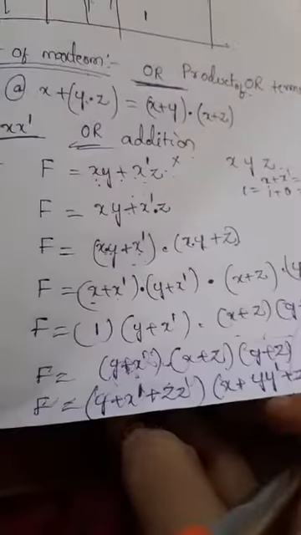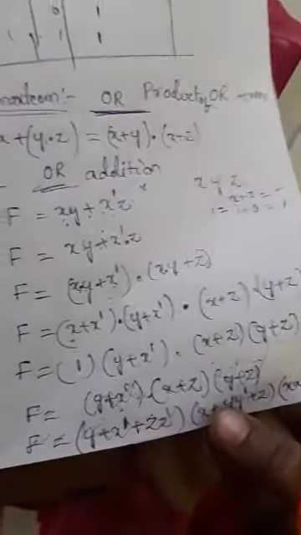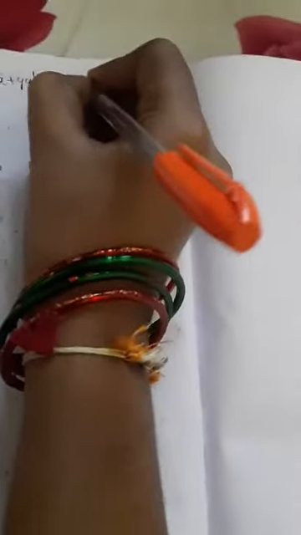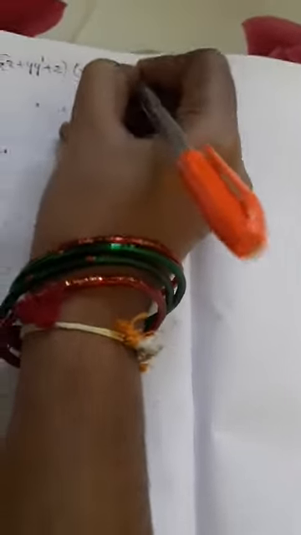Okay, now simplify this part. So f is equal to the first step. Here y plus x complement plus, I can rewrite that equation: x complement plus y plus z into z complement. The next term becomes x plus y into y complement plus z. The next term is x into x complement plus y plus z.